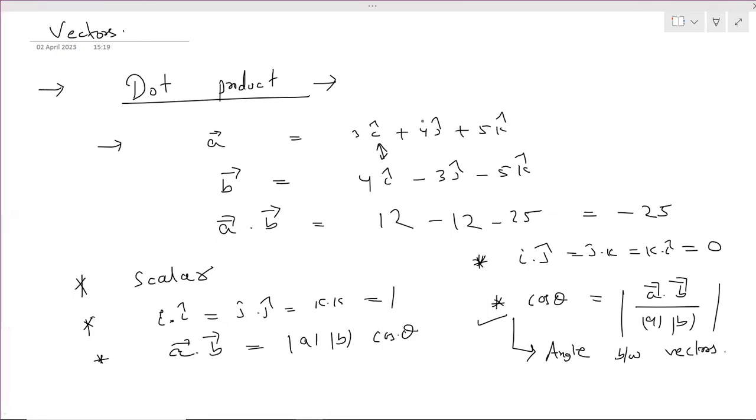Yes, sir. Yes, sir. So dot product is very simple. If anybody wants to note it down, you can do that. Take screenshot, whatever you find easy. Done, sir. Okay.